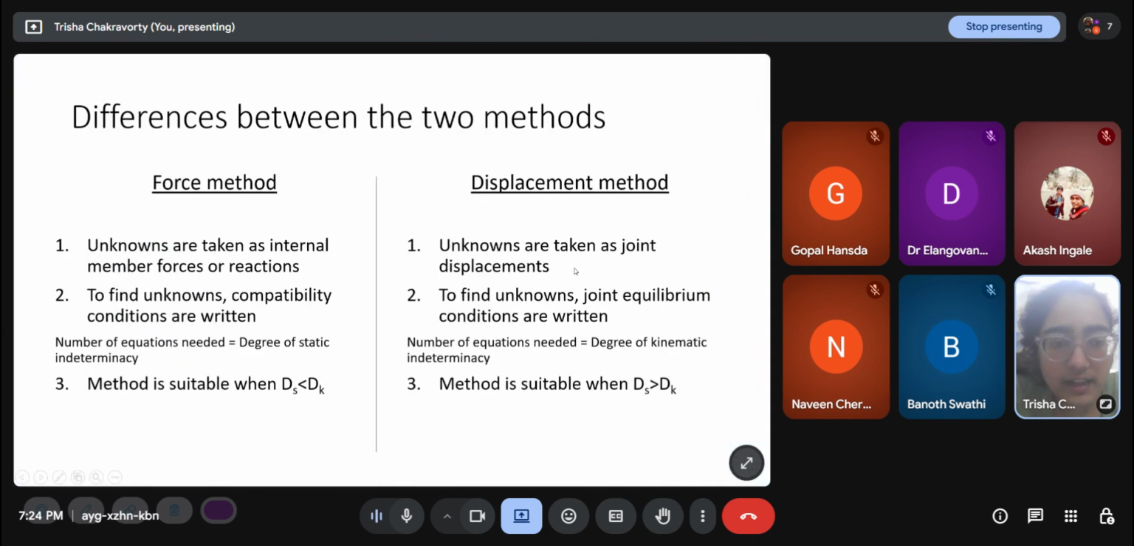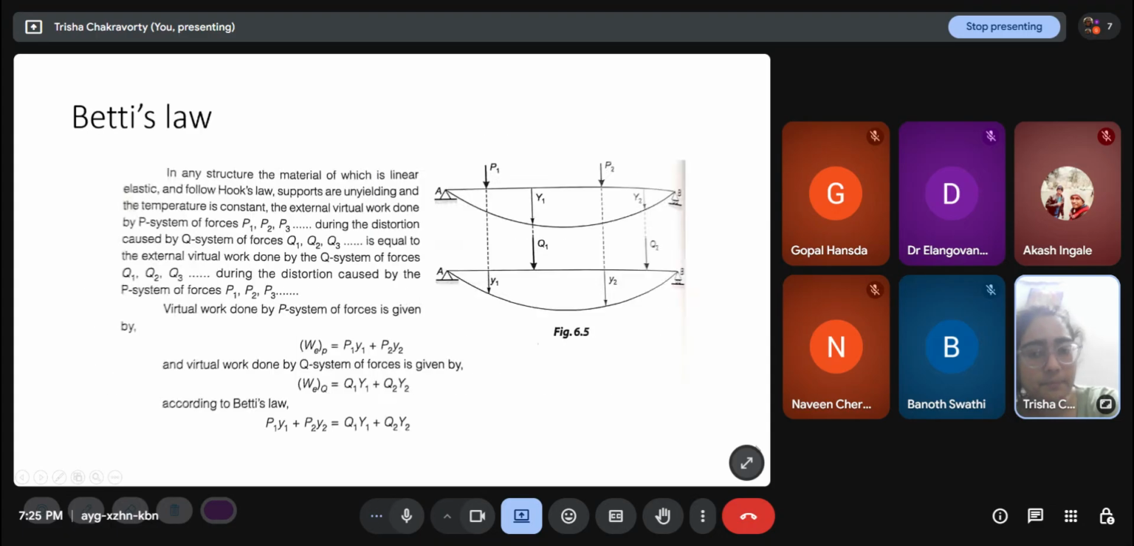And there is also another thing defined called kinematic indeterminacy. We will look at that later. So displacement methods are used. In displacement methods, the number of equations required is equal to the degree of kinematic indeterminacy. And of course, if the degree of static indeterminacy is smaller, the force methods are suitable because there are fewer unknowns we have to solve. And if degree of static indeterminacy is larger than degree of kinematic indeterminacy, displacement method is suitable.